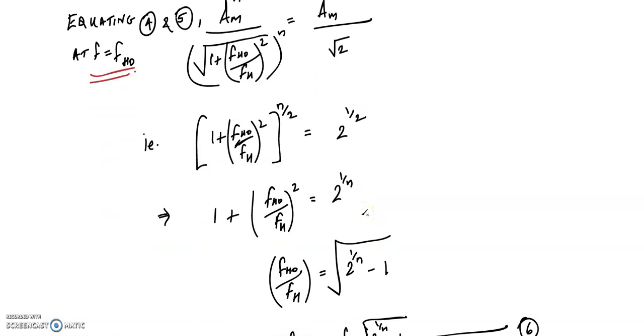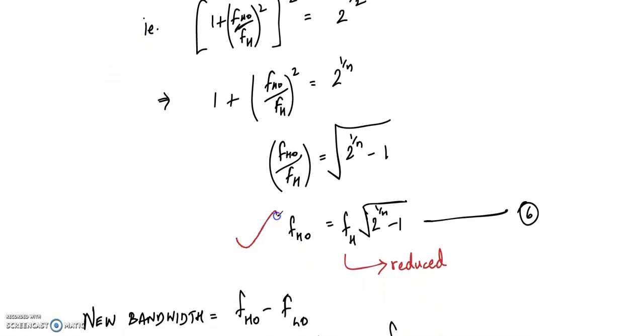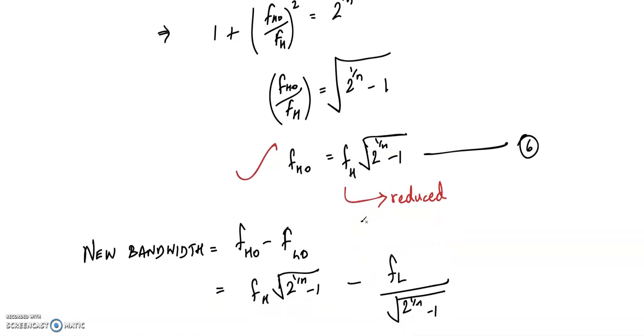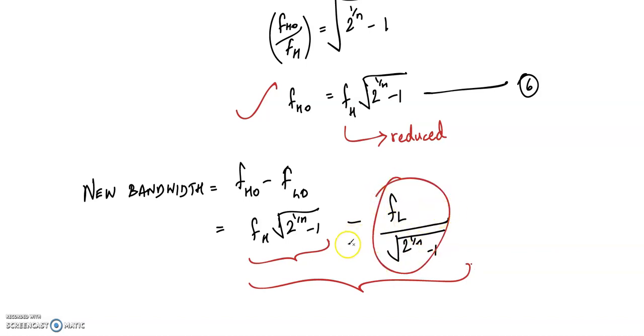From here, simplify it exactly as we did in the previous case, and you come to the equation FH naught is equal to FH into root of 2 raised to 1 by n minus 1. So you see that FH naught is actually reduced by a quantity, the root of 2 raised to 1 by n minus 1. The new bandwidth is given by FH naught minus FL naught, which we have derived. But you observe that the first term dominates this expression because the increase in FL is not much. Therefore, overall, a reduction in bandwidth is actually experienced. So the new bandwidth is actually less as compared to the individual stage.